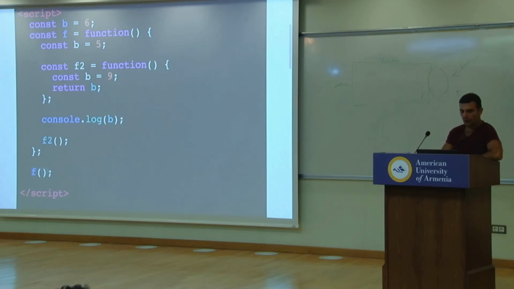Look. We call f. We go here. We create a variable called b. We put a 5 into that. No problem. We create a function. We create a variable called f2. We put a function into that. No problem. We then print b. Does b exist in this scope? Yes. Where is it? Right there. So we print 5. We then call f2. f2 goes in here, creates a variable with a 9, and returns b. Returns 9. f2 becomes 9. That happens, basically. Exactly. I don't see any problem with that.